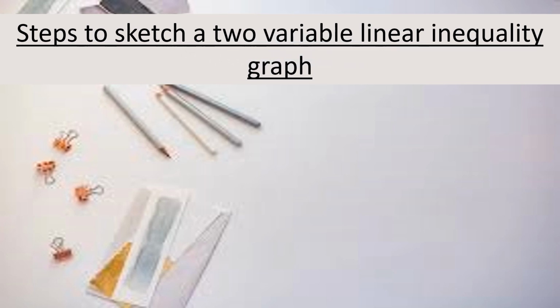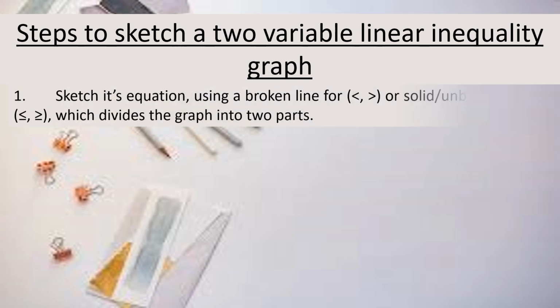Let's discuss the steps to sketch a two-variable linear inequality graph. Step one: sketch its equation using a broken line for greater than or less than, or a solid or unbroken line when we have less than or equal to or greater than or equal to, which divides the graph into two parts when dealing with just one linear inequality graph at a time. So that's the first step.